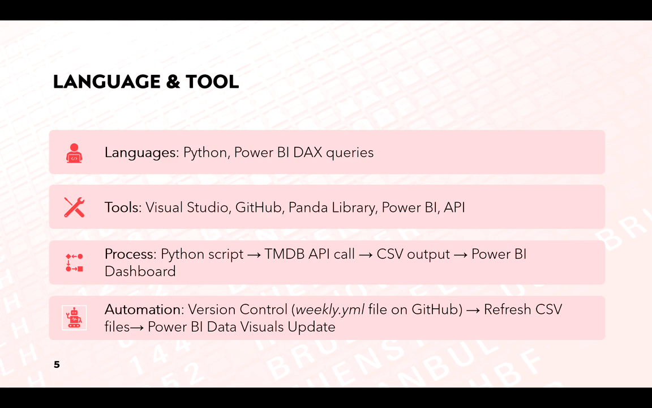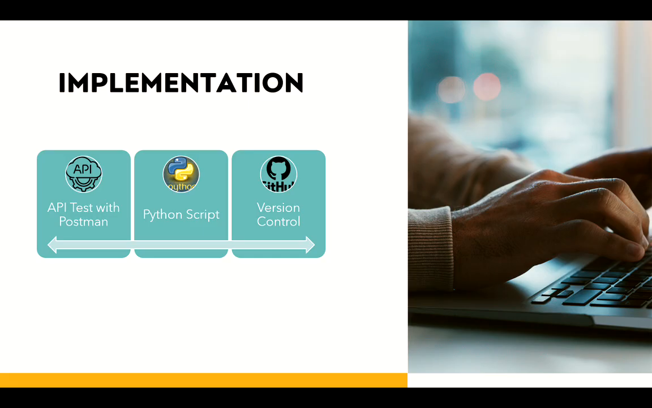So from Visual Studio Code, I pushed my code to GitHub. And then from there, I was able to write a weekly.yml file that runs the script weekly, every Friday, which refreshes the CSV file, which in turn refreshes the visuals on Power BI and keeps my dashboard updated.